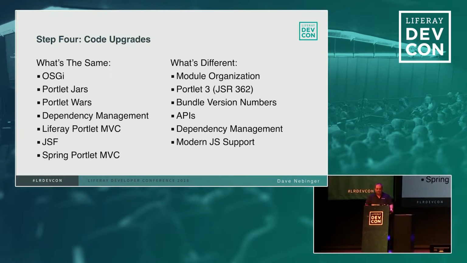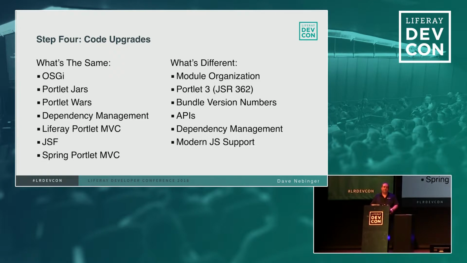So what's different? The module organization in the core. There's been some refactoring, some reorganizing of the core Portlet modules. You're going to find them in different locations. Not a huge deal, but it's something to keep an eye out for. Portlet 3, JSR Spec 362. It's coming. It's not there yet, but it's coming.